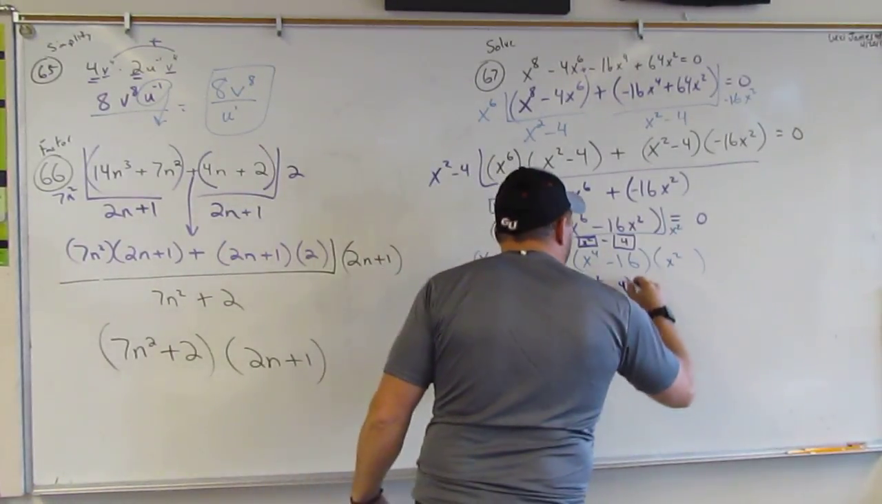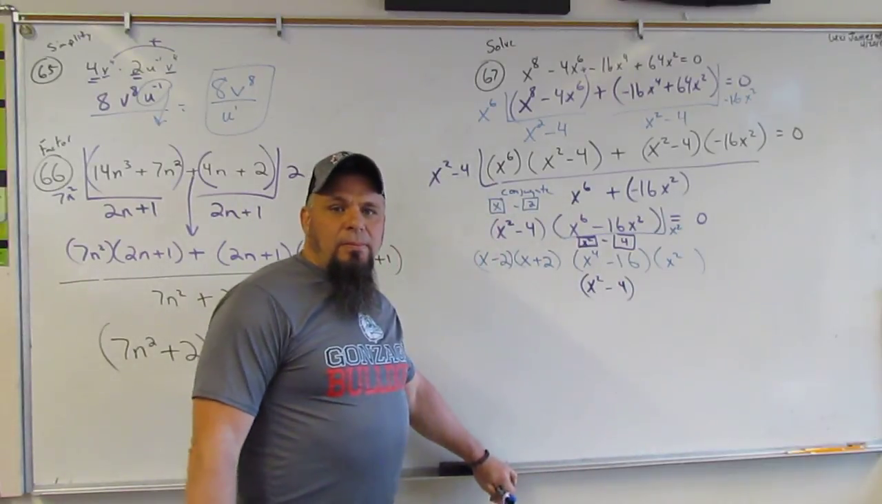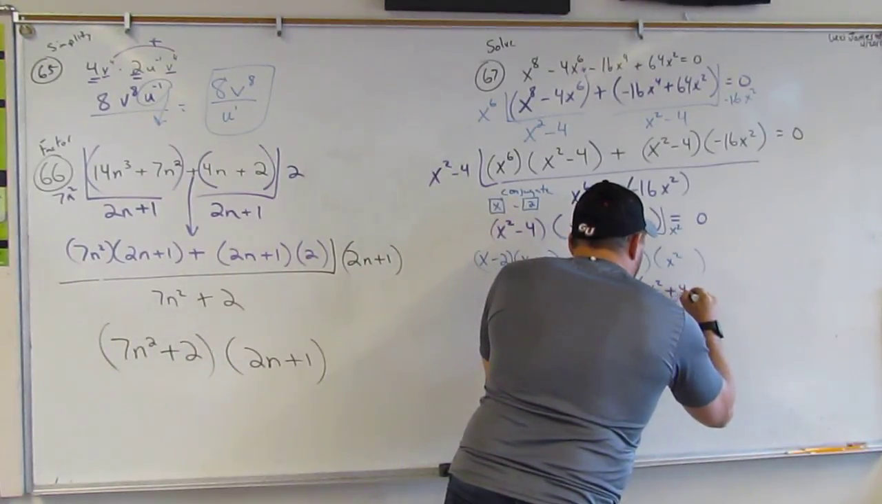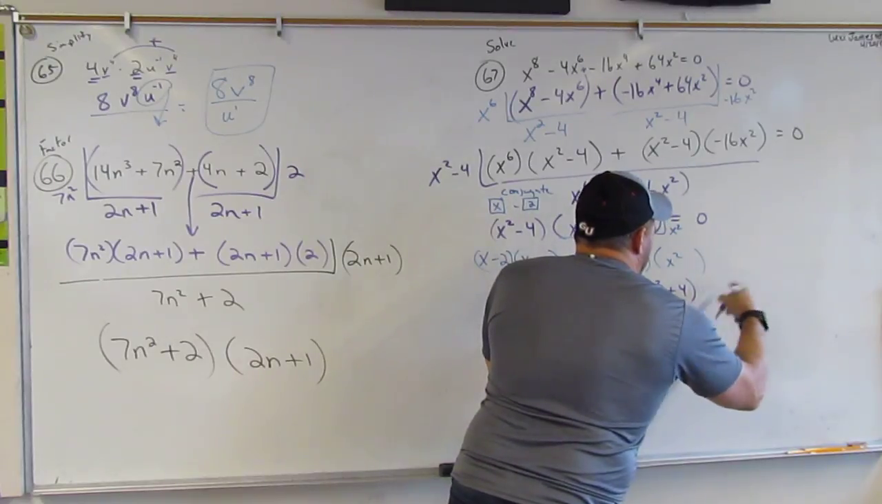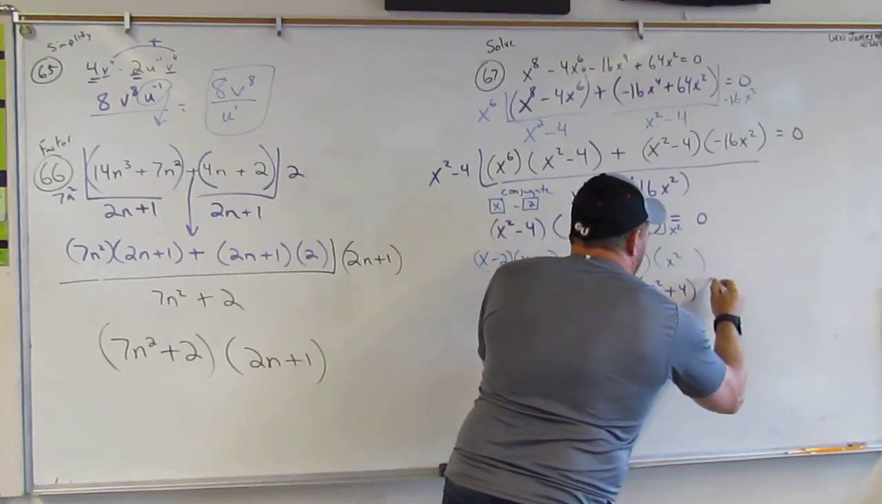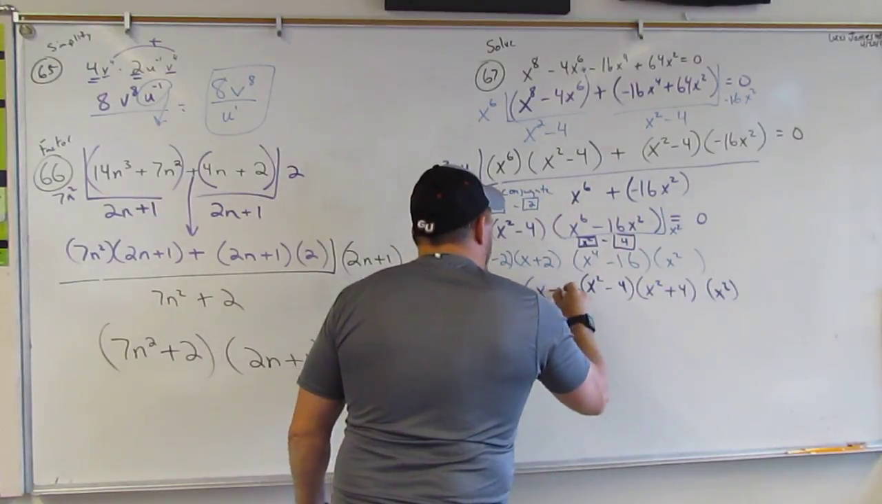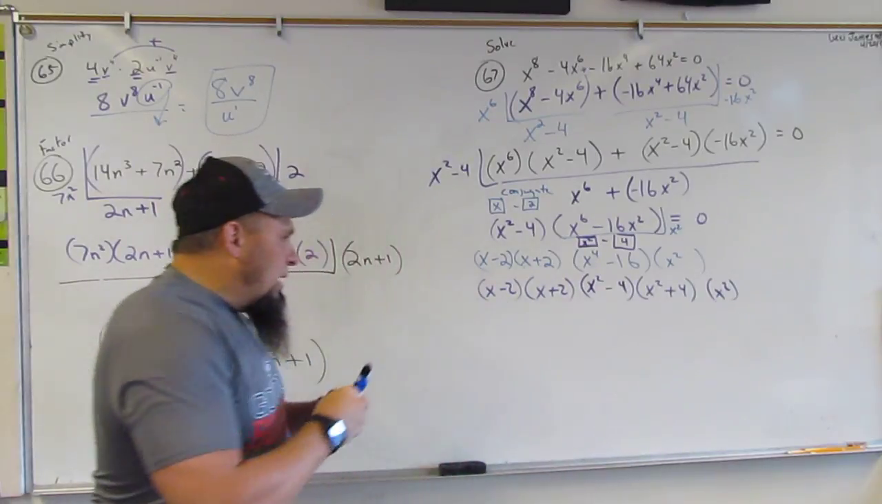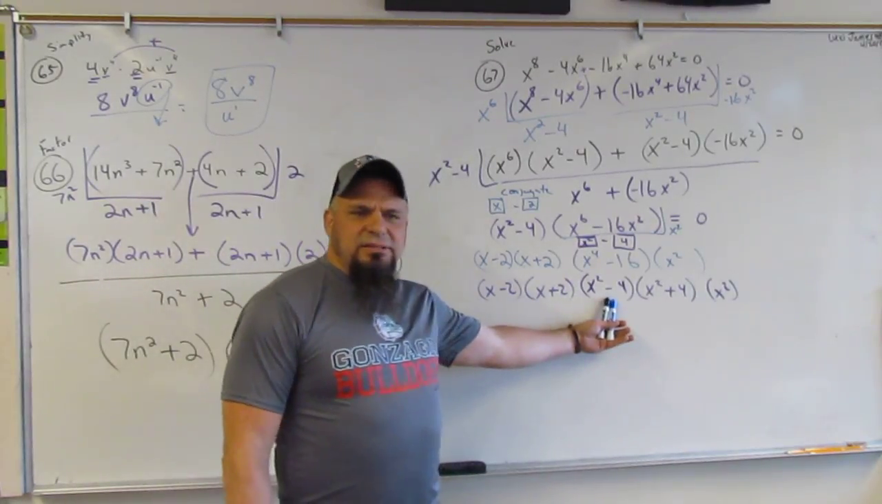What's the conjugate? x squared plus 4. Okay? And then that equals, times x squared. And then we'll bring this down. x plus 2 and x minus 2. Okay. Hey, can we factor this?